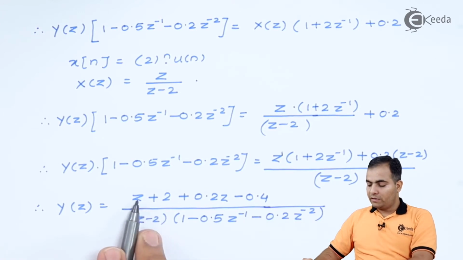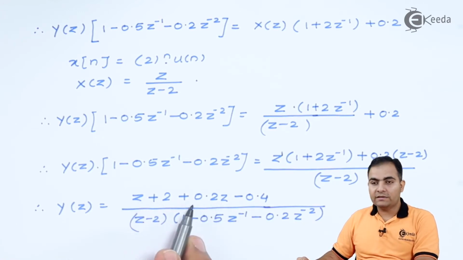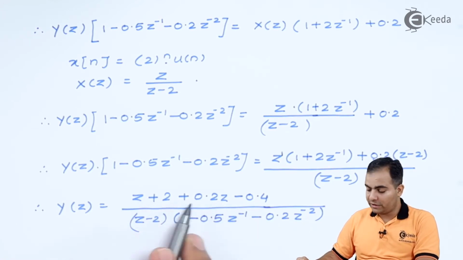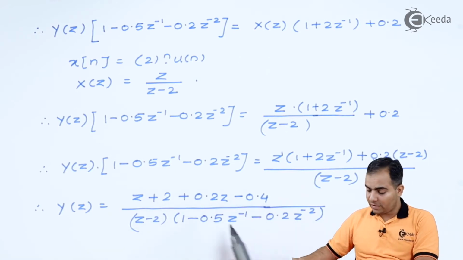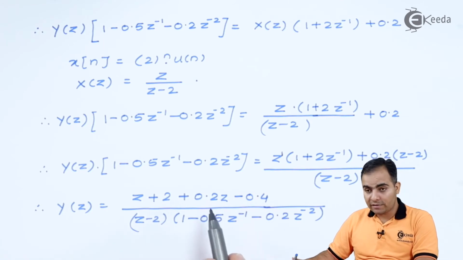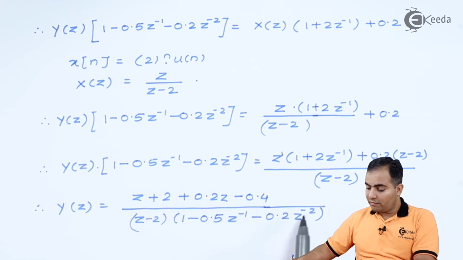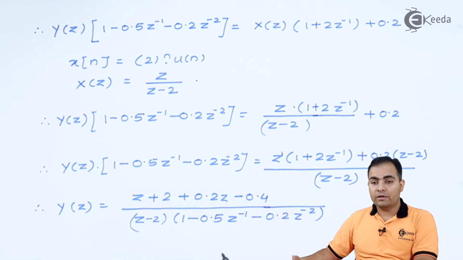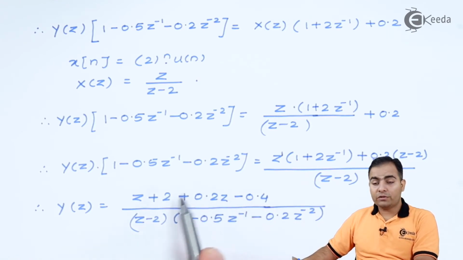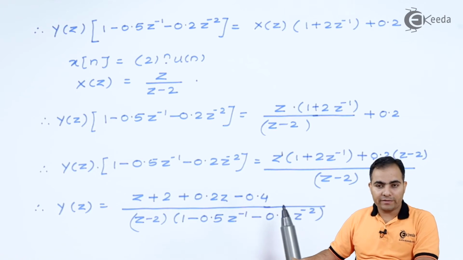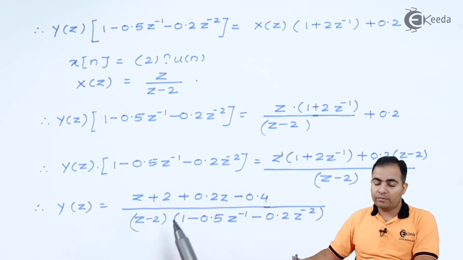Now z plus 0.2z, the answer is 1.2z, but 2 minus 0.4 is 1.6. In my next step I'm going to change this numerator. You can convert this whole function into a positive power of z, or else you can convert it into a negative power of z. I'll solve this whole function by calculating all the z's in negative powers.